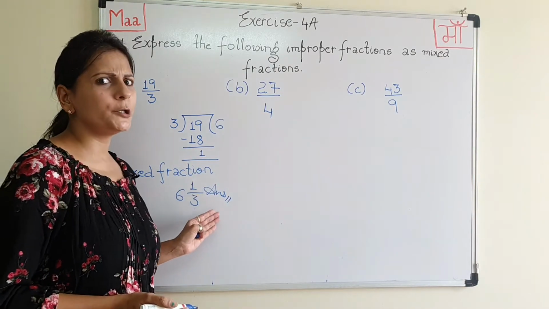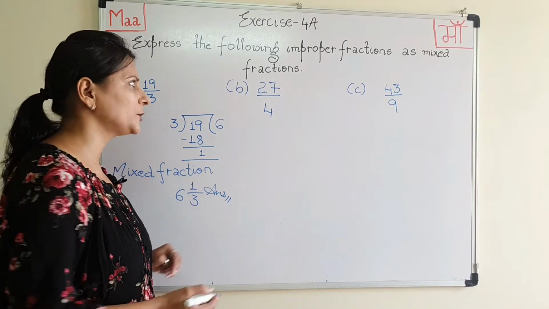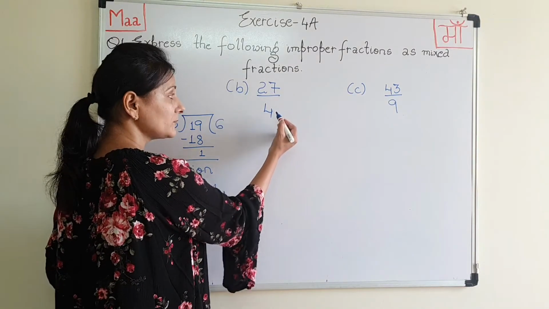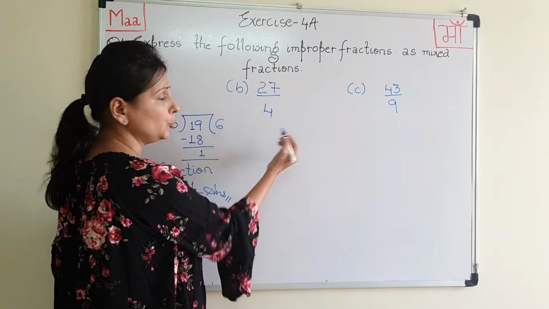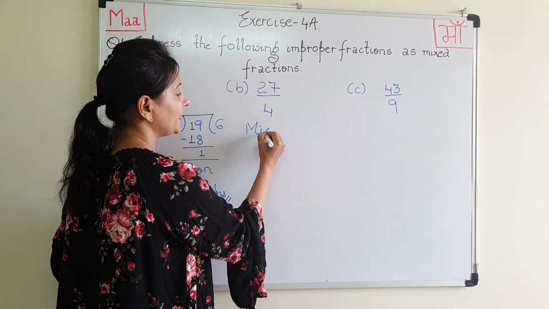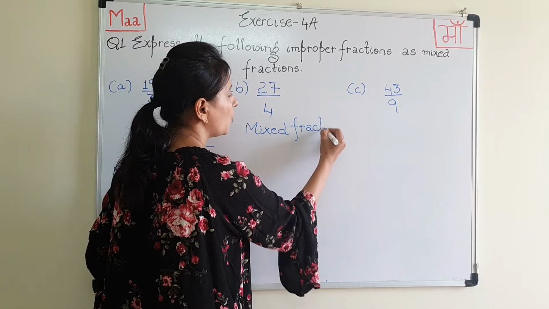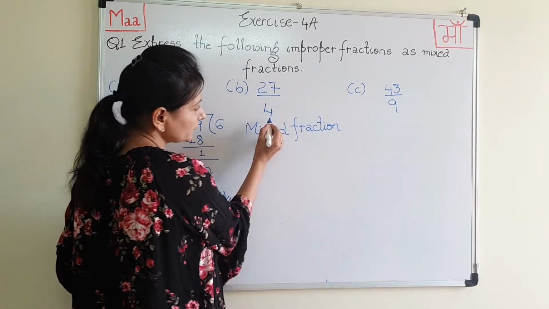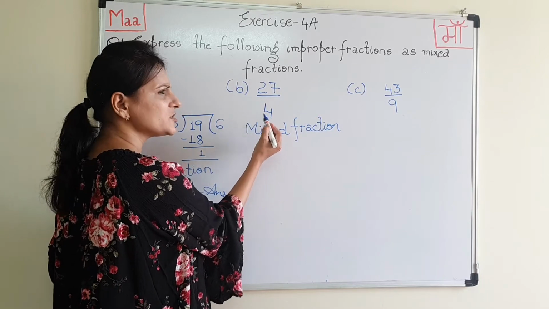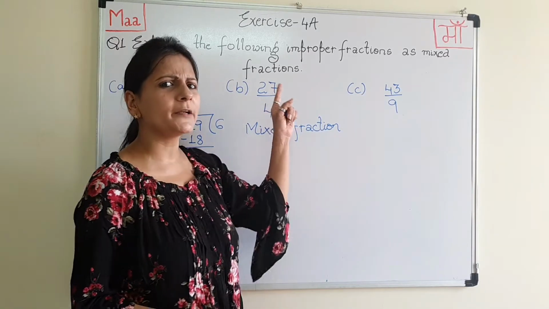So like this you can do by division, and you can also do it directly. How? See, once again I am telling you how to do it directly. If you have to directly write the mixed fraction of this improper fraction, what you can do, see, you have to look at the table of 4 and just find the number which is smaller than 27.